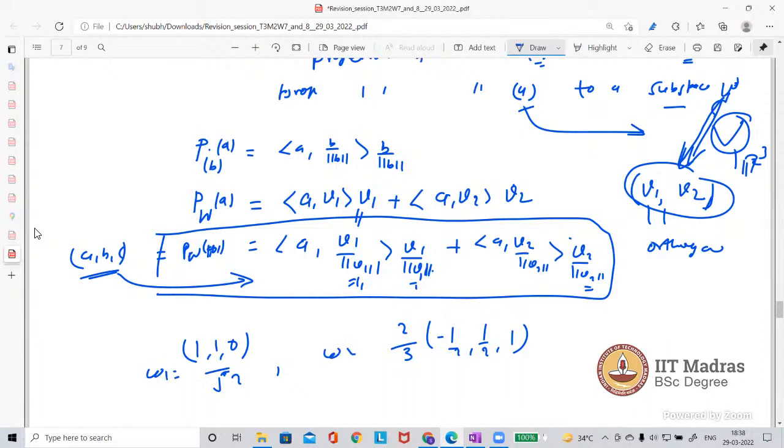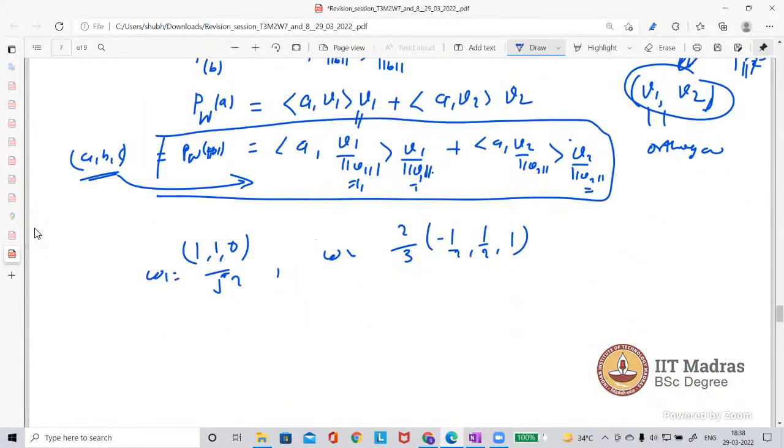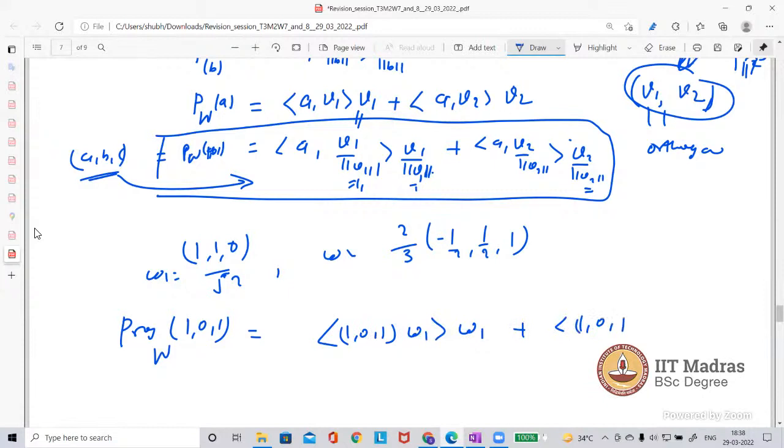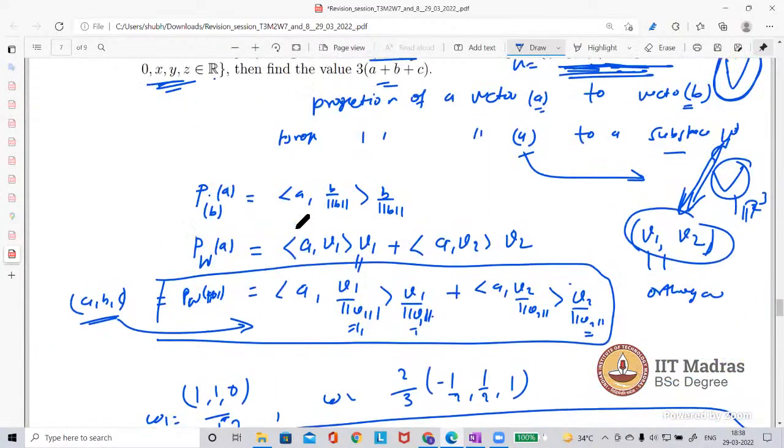Now use this formula. You need to find the dot product: the projection of (1, 0, 1) on W will be the inner product of (1, 0, 1) with W1 times W1, plus the inner product of (1, 0, 1) with W2 times W2. If you solve this, you will get the answer. I am leaving the calculation part to you.